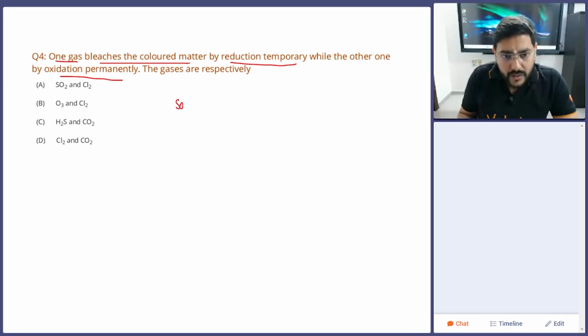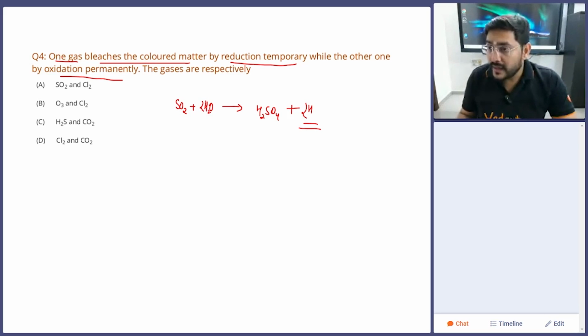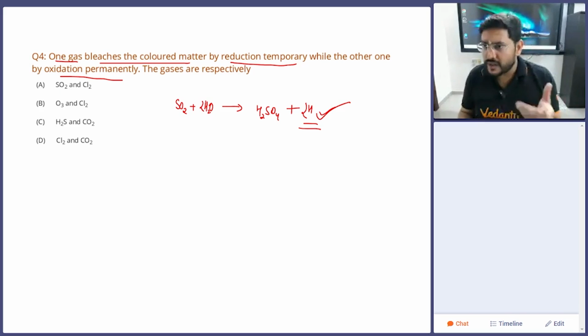Here SO2 with the colored substance is going to react with water. Basically it gives you H2SO4, and hydrogen is going to be released, the nascent hydrogen. That nascent hydrogen is going to perform the bleaching, and this is because of the hydrogen. So reduction bleaching is going to be there. The colored compound with the nascent hydrogen gives a colorless compound; basically the stain is going to be removed.